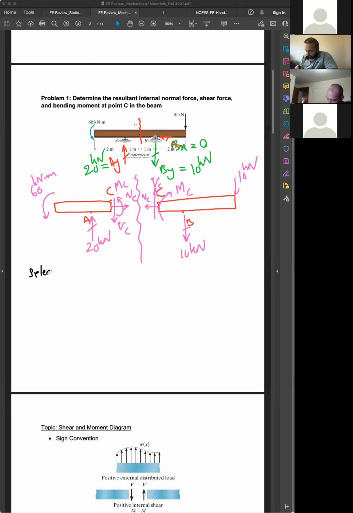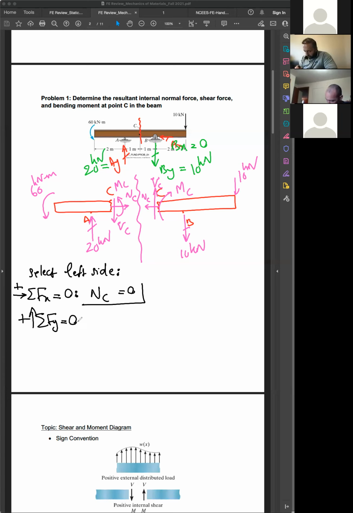All right. So summation of forces in x direction equal to 0, this direction positive. So NC, no other horizontal force, so NC has to be equal to 0. Summation of forces in y direction equal to 0, this direction positive. So what do we have? We have 20 upward positive. You have the VC downward, no other vertical forces, equal to 0. So VC would be 20 kilonewton.